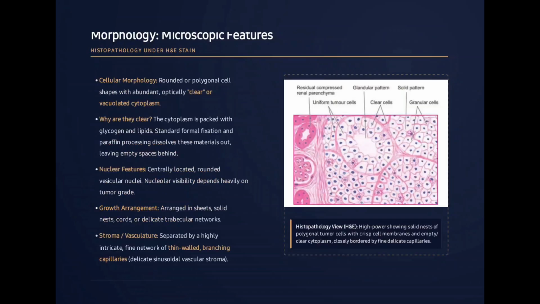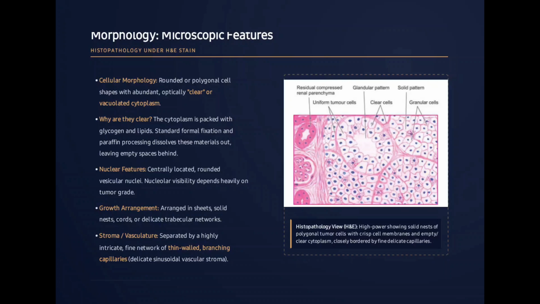Microscopic features: cellular morphology shows rounded or polygonal cells with an optically clear or vacuolated cytoplasm. The cytoplasm is packed with glycogen and lipids. Standard formalin fixation and paraffin processing dissolves this material out, leaving an empty space. Therefore, they appear as a clear cytoplasm.